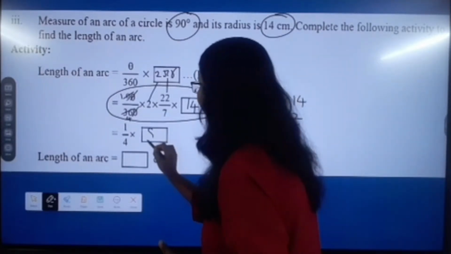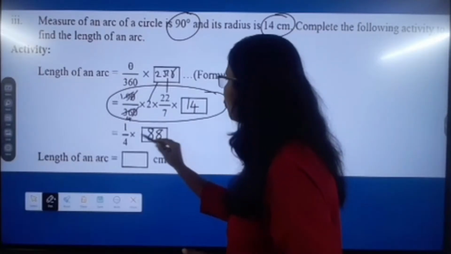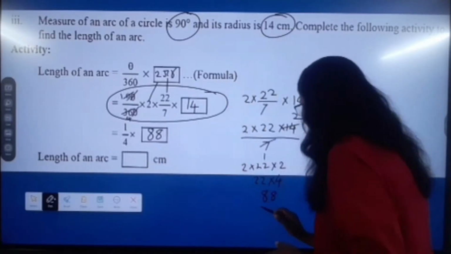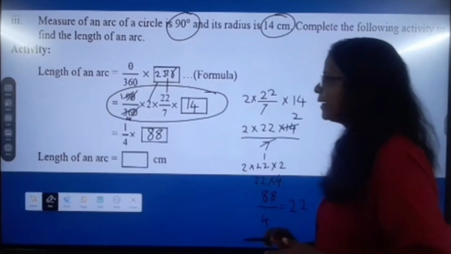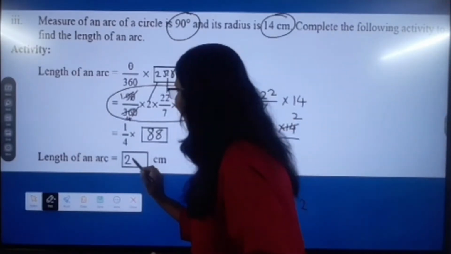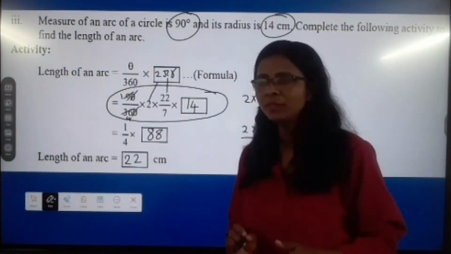Okay, students. So here I write down 88. Then here, students, 1 upon 4 multiply 88, that means divided by 4. Then 4 eights are 32, and that means length of an arc is equal to 22 centimeter. Okay, students.